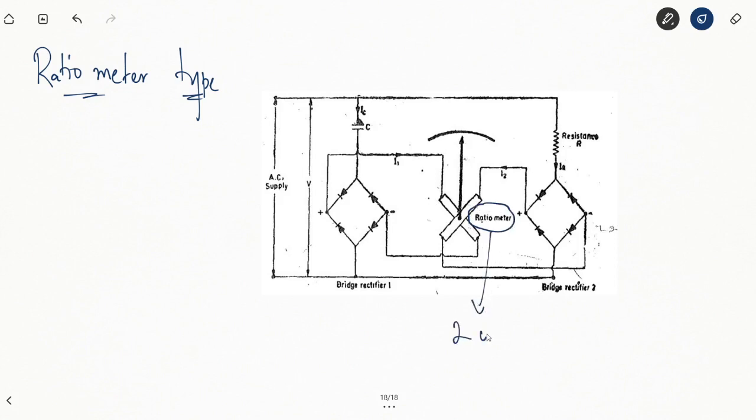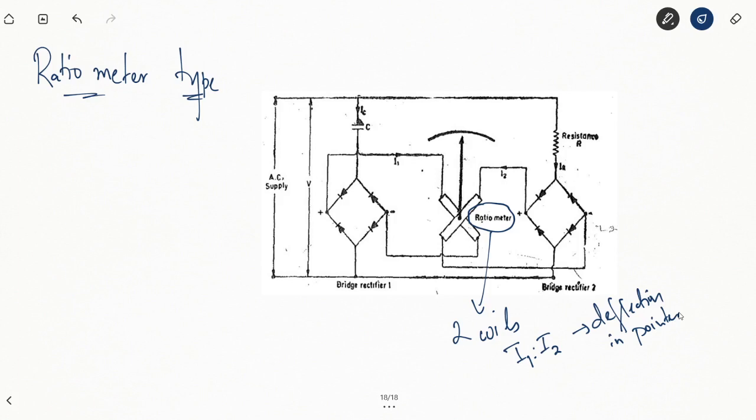This ratiometer has simply two coils, and they will be carrying currents I1 and I2. The ratio of the currents I1 and I2 will cause a proportional deflection in the pointer. The ratiometer is actually a set of two coils, and they can be aligned at any angle, and the ratio of the currents flowing through the two coil segments, I1 is to I2, will cause a proportional deflection of the pointer that's attached to the ratiometer itself.